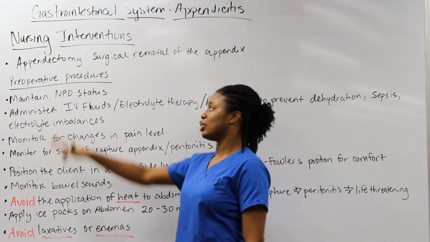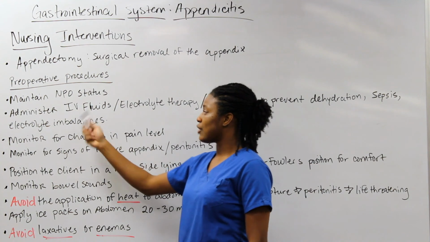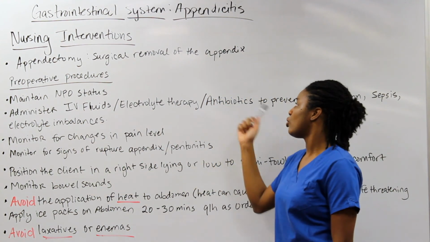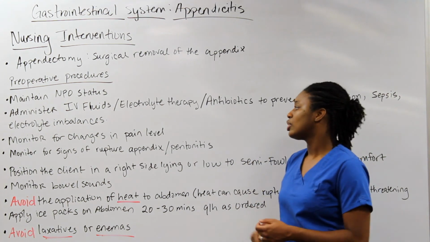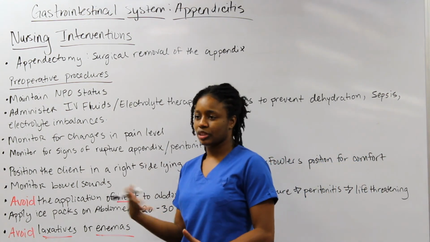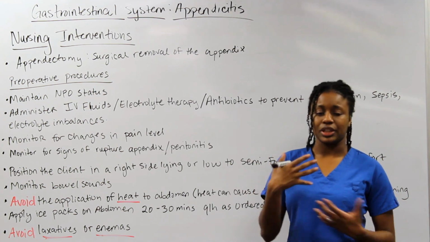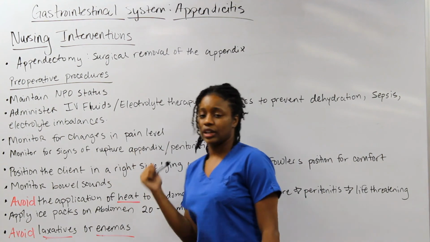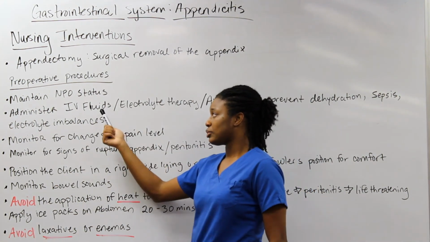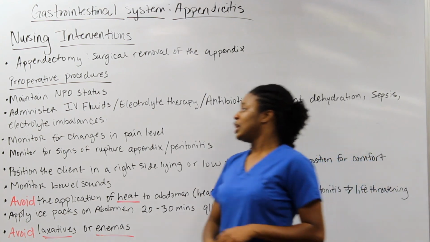So you want to make sure that they go on an empty stomach, so nothing by mouth. Also, you want to administer IV fluids, electrolyte therapy, or antibiotics to prevent either dehydration, sepsis, or to give them the electrolytes that they need because they have a loss of electrolytes or an imbalance of the electrolytes. So depending on the doctor's orders, you're going to follow that, but definitely they're probably going to have some type of maintenance fluid since they're not able to get anything by mouth, right?